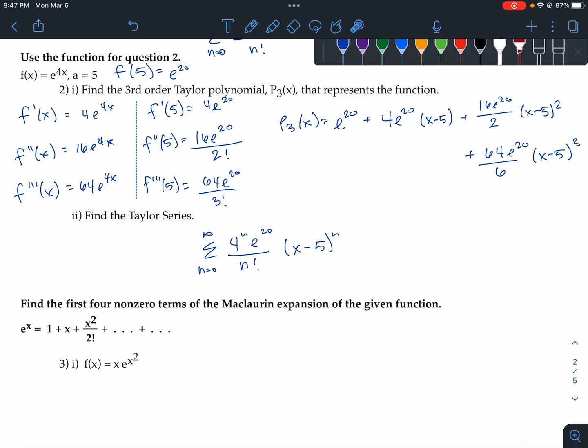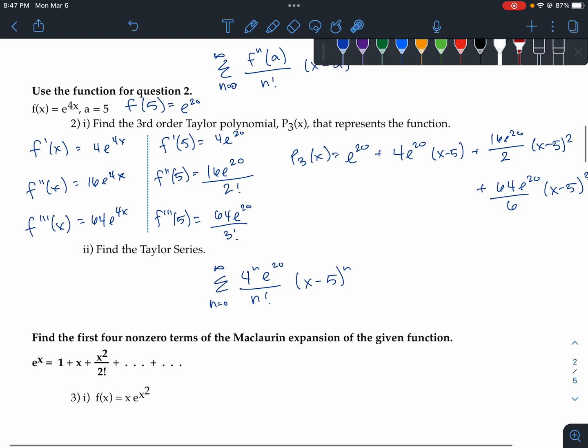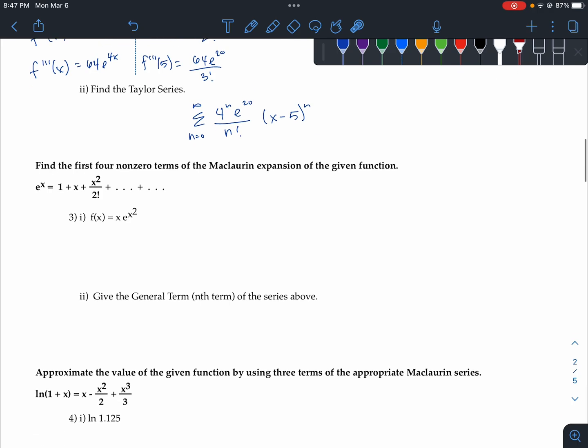So here is my series. So again, this is my coefficient. The nth derivative at a divided by n factorial. The nth derivative at a is how we got this part right here. And yeah, so there's our Taylor series.